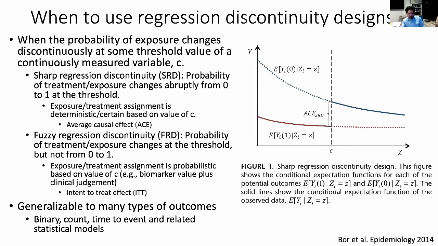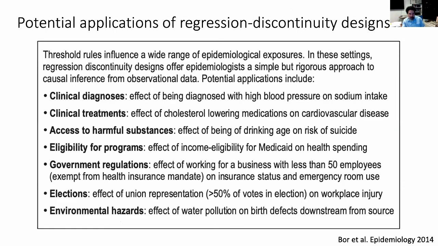Regression discontinuity designs are generalizable to many kinds of outcomes. So not just continuous outcomes, but binary, counts, and time-to-event outcomes like survival. This schematic on the right shows a sharp regression discontinuity design, where you have an observed outcome happening below the threshold, and what you see is a discontinuity, a change in the probability of the outcome above the threshold. We'll go through some examples on this.